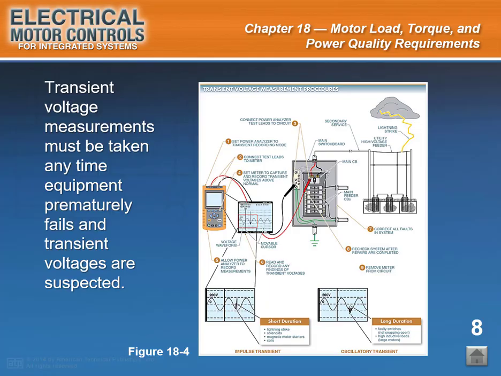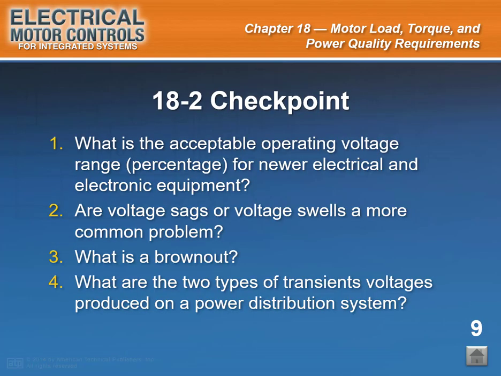The peak voltage of a 115 volts AC, RMS circuit is about 162 volts. RMS voltage multiplied by 1.414 equals peak voltage. End of slide 8. Start of slide 9.